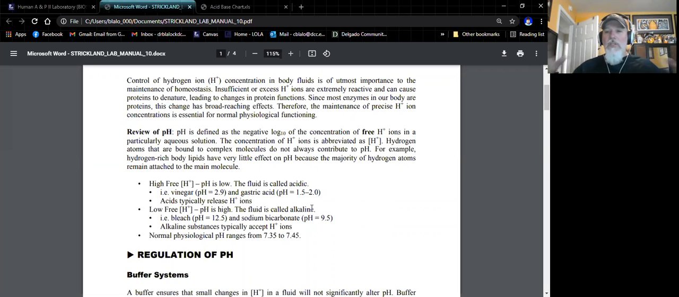All right, so does everybody understand and have that put in their memory banks? High pH, low hydrogen ions. Low pH, high hydrogen ions. We're good? All right.